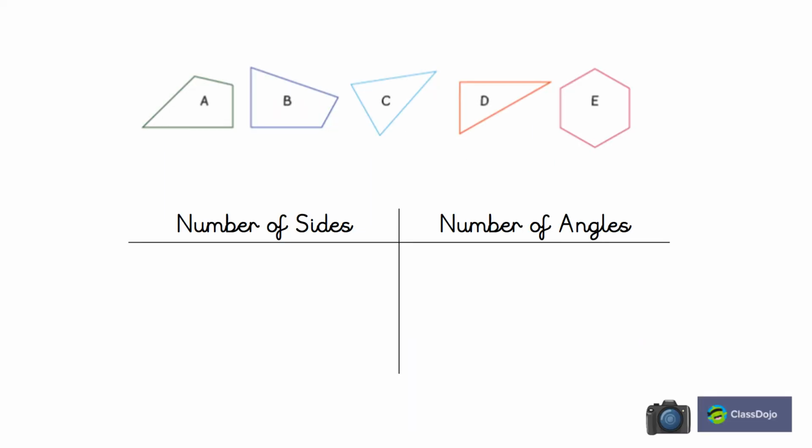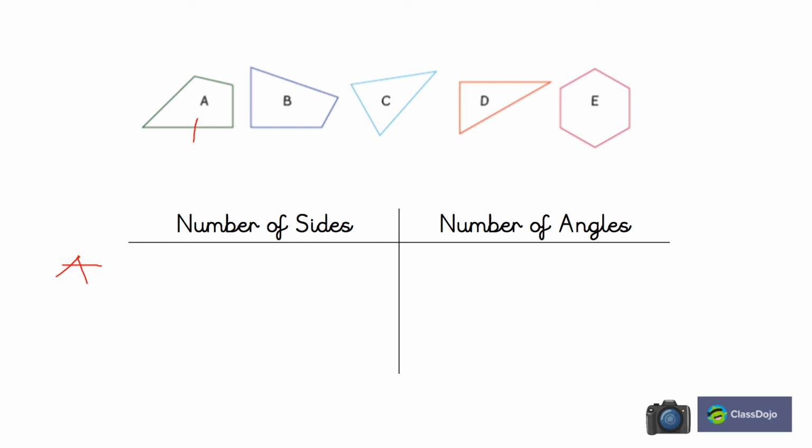Now it's your turn to have a go. I've got 5 shapes here. I would like you to draw a table in your book. On one side, I want you to write the number of sides, and the other side, I would like you to write the number of angles. If we're correct, then they should have the same number of sides and the same number of angles inside the shape. Let's do the first one together, figure A.